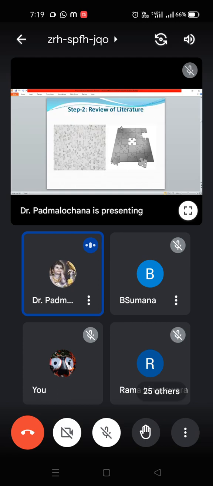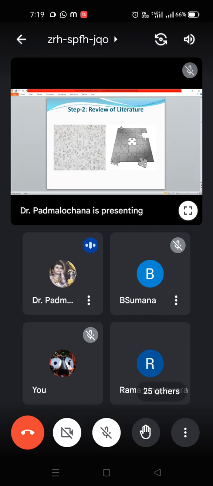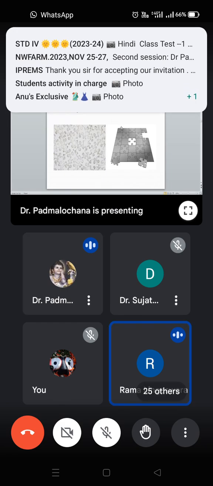Step number 2 is known as literature review. Can anybody comment on something from my screen, which is on the screen now? Step number 2, literature review. Would somebody like to speak on this by looking at my picture? Identify the gaps in the review. Gap. Yes. There is a gap in the research literature review. So once we do it, we find out a gap. This has not been studied. Very good.